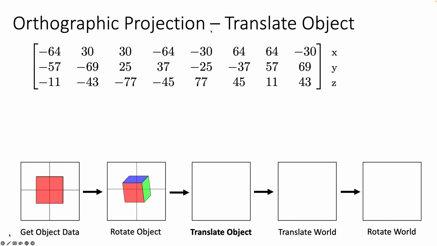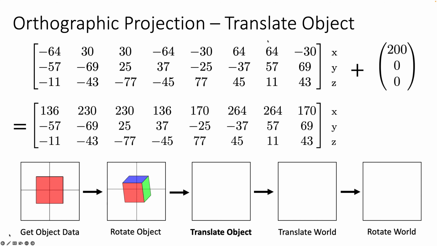The next step is to translate the object. What I mean by translating the object is just moving it. In our example, I believe the object is at position 200, 0, 0, so 200 on the x, 0 on the y and z. All we do is add the vector 200, 0, 0. If you know how to add a vector to a matrix, you basically just add 200 to each of these columns, which gives us this. So now all it's done is move the cube over there.